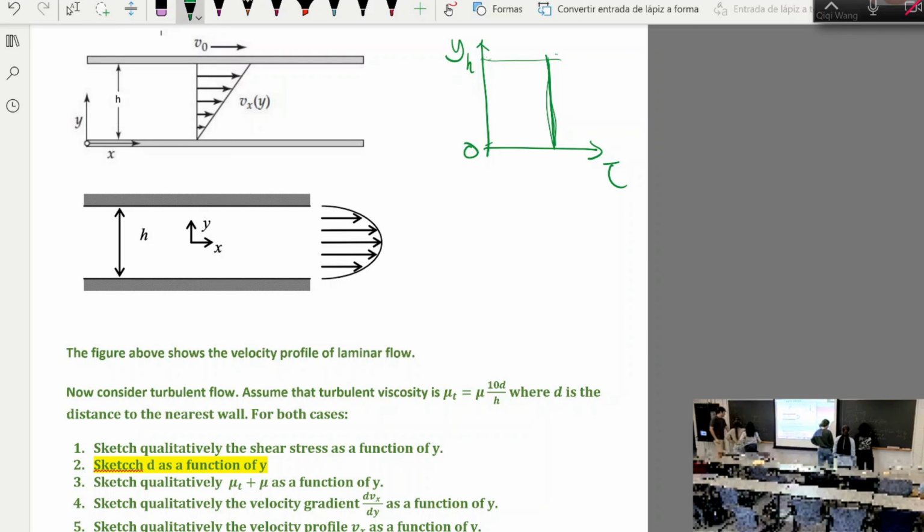Okay, so now the total viscosity is mu plus mu t, which is mu times h tan d, right? So basically, then try to draw this as a function of y. Yeah, this is good. What is the top value? H over 2, yeah. That's right. Good.